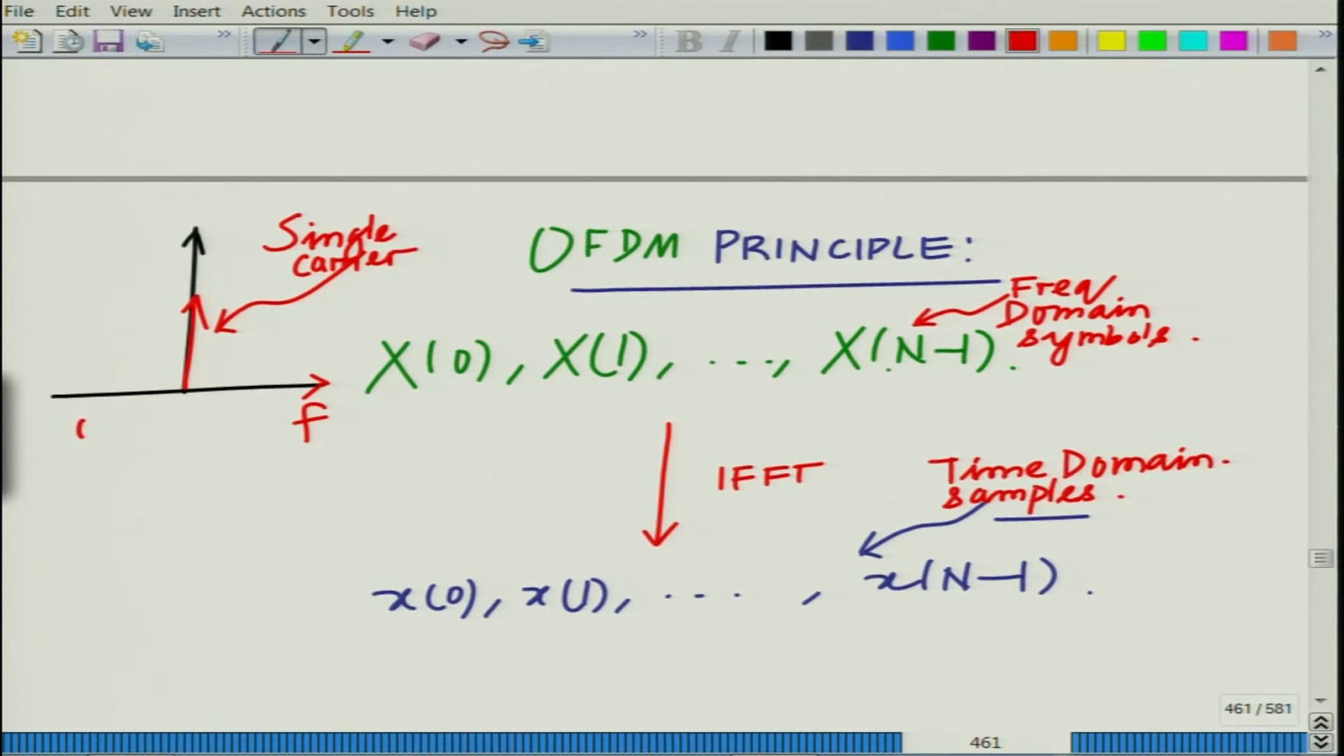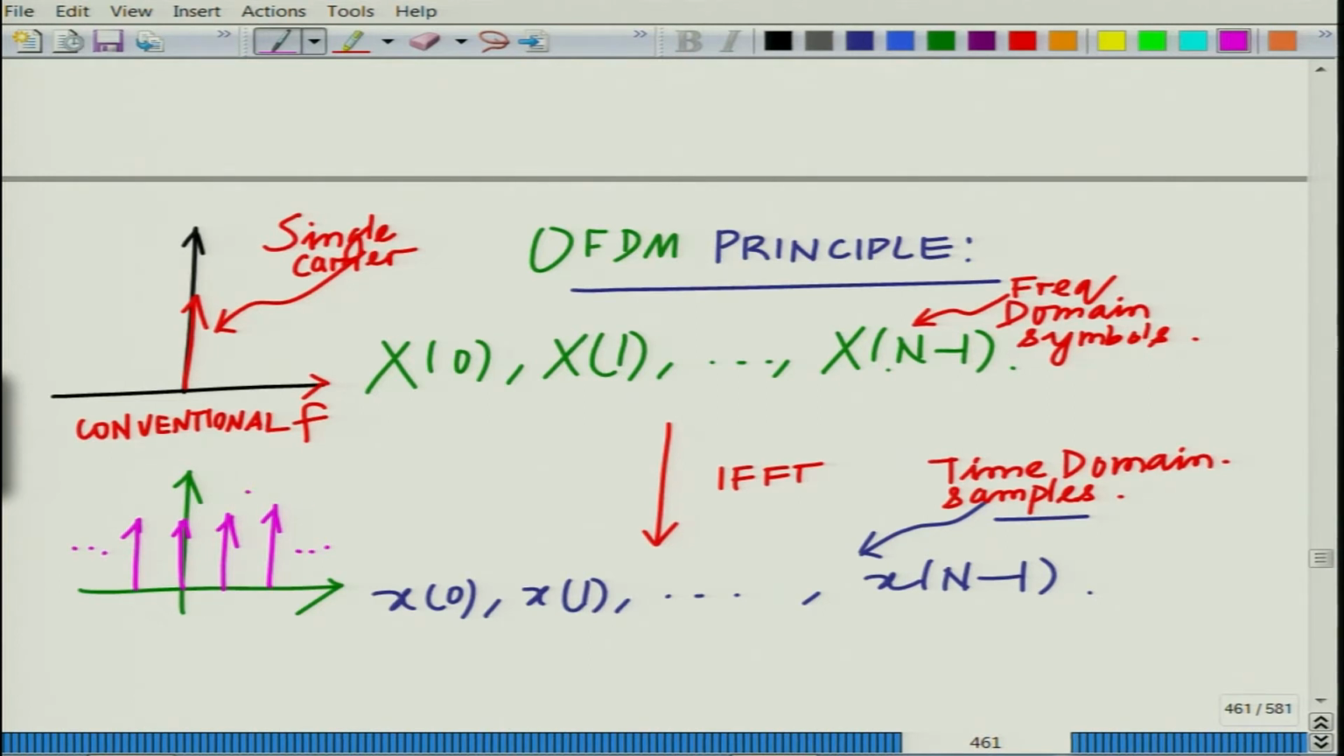That is the conventional transmission corresponds to a single carrier transmission, but in OFDM what is interesting is you move away from the single carrier transmission to essentially one that is multi-carrier.